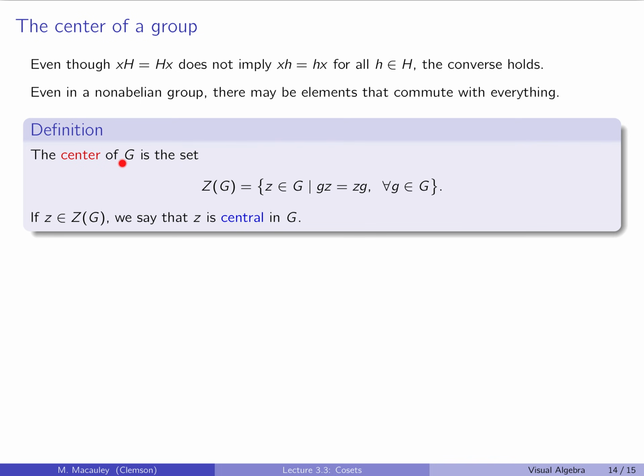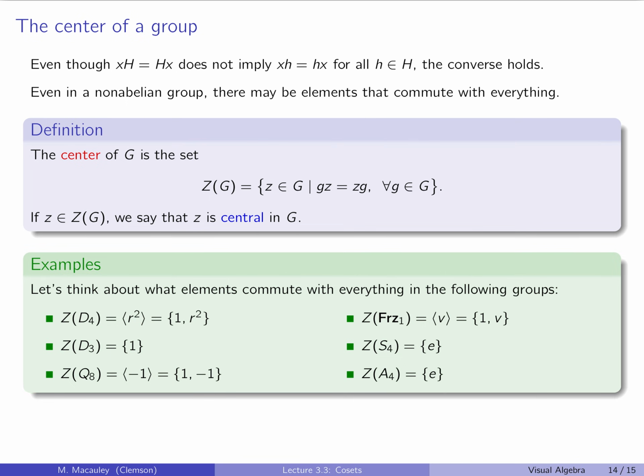The center of a group G is the set of all elements that commute with everything. We write this as Z(G), and it's the set of little z in G such that gz equals zg for all elements little g. The notation Z comes from the German word das Zentrum. If little z is in the center, we say that little z is central in G.